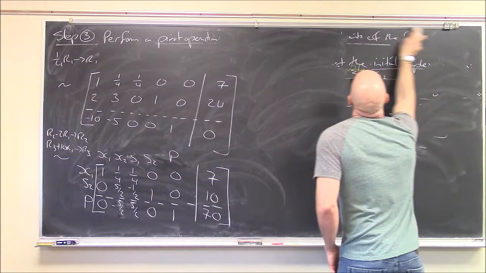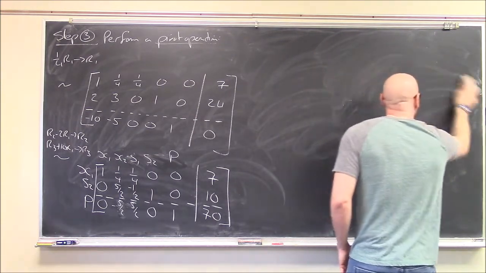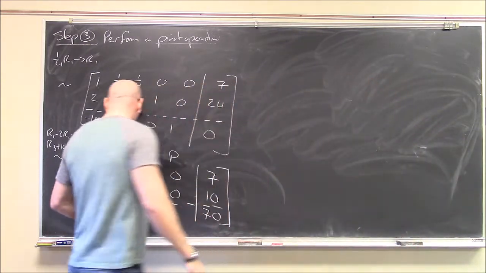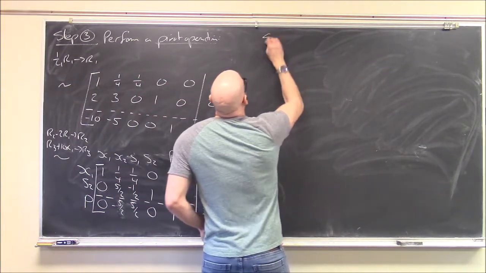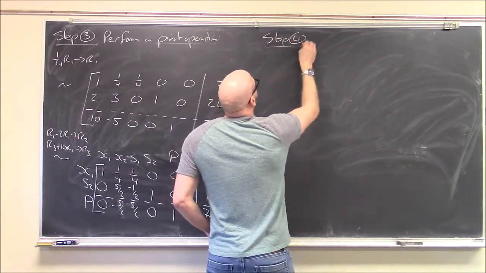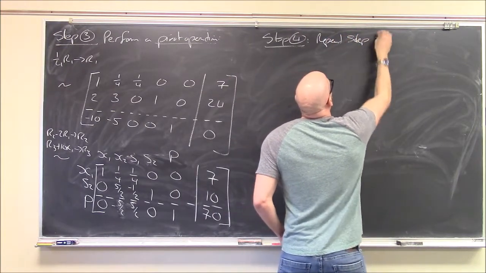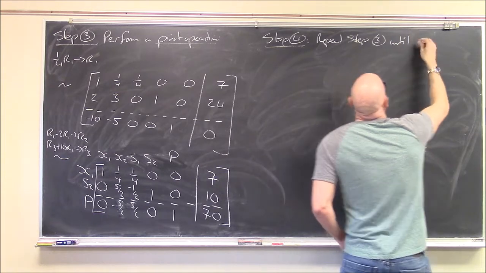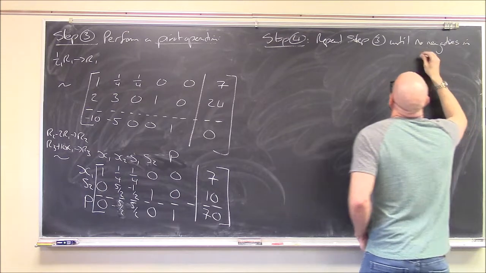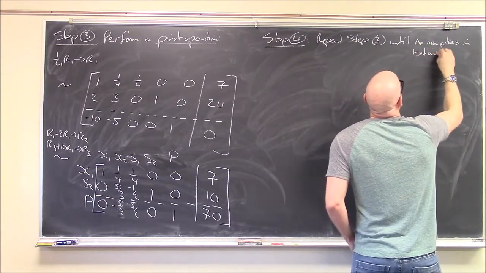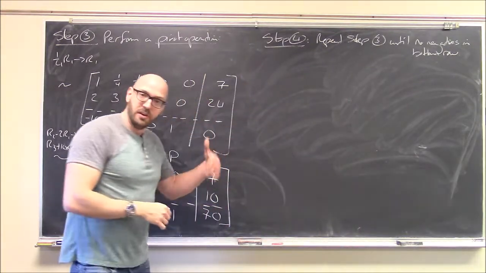And now, step 4 is repeat step 3 until you no longer have any negative numbers down here. All right, so step 4, repeat step 3 until no negatives in bottom row. Or until you run into a point where you can conclude that an optimal solution doesn't exist.